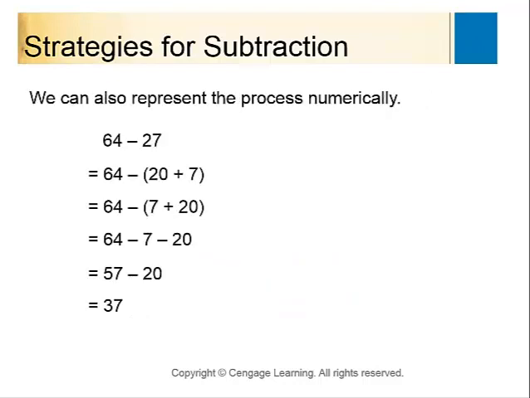Looking at that same strategy, but breaking it apart numerically and looking at how that process plays out, we break the 27 into 20 plus 7. Note that I could break it apart as 20 plus 7 or 7 plus 20. Either way works. I would then distribute the negative, and once I did that, I did 64 minus the 7, got the 57 again, and then minus the 20 and got the 37. Same answer, different visual.